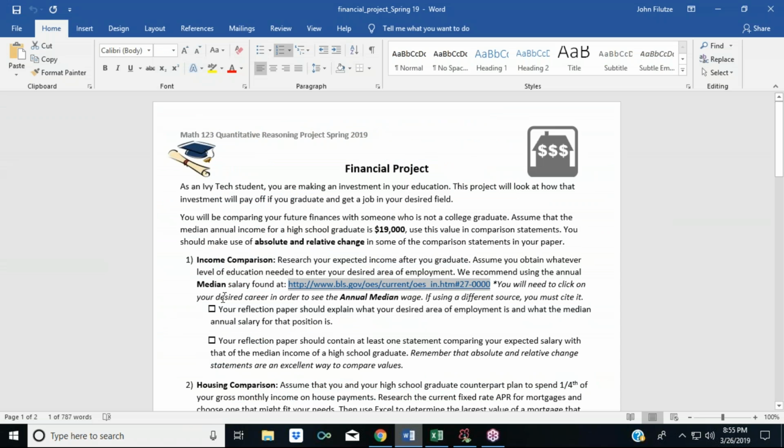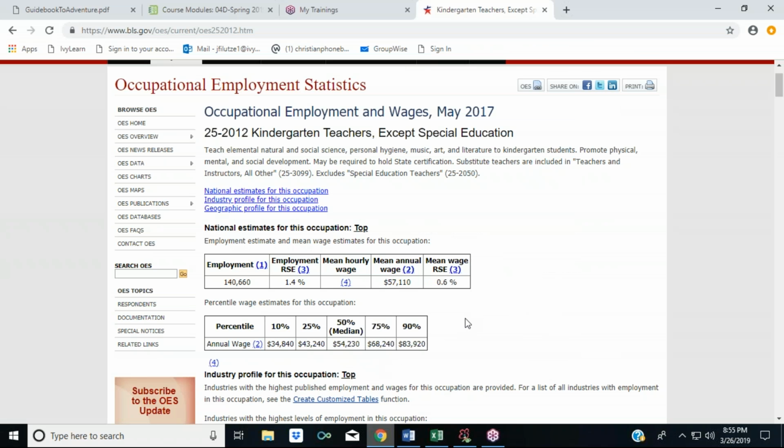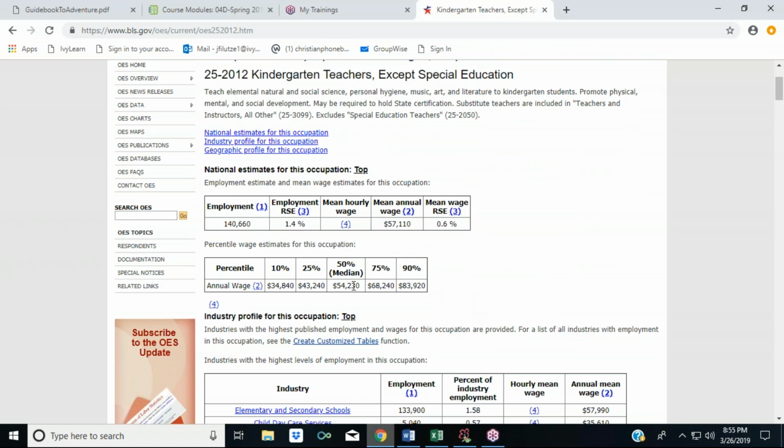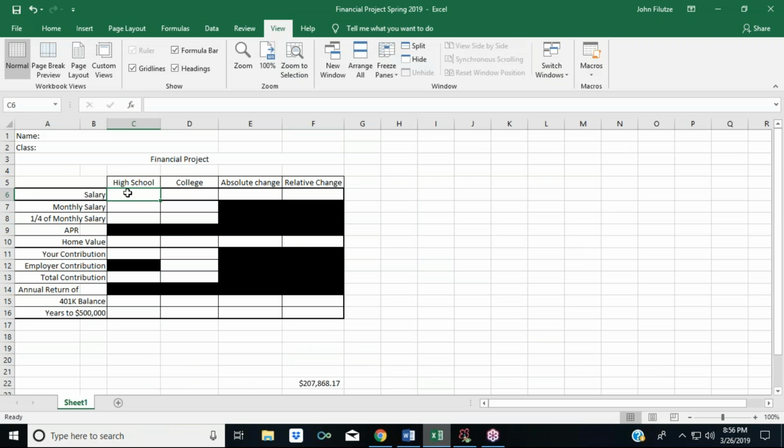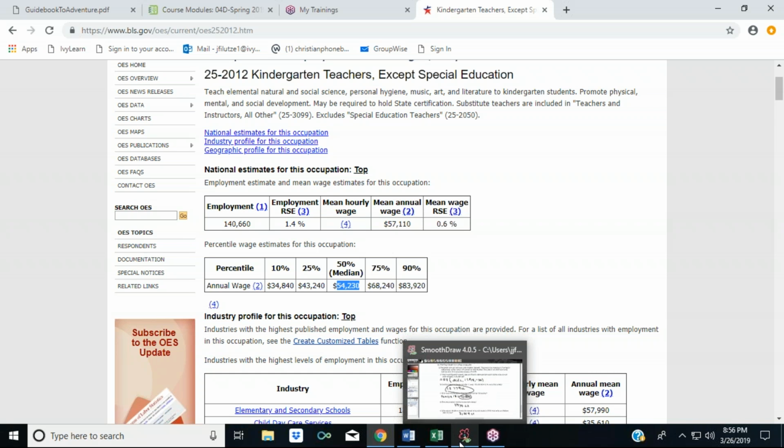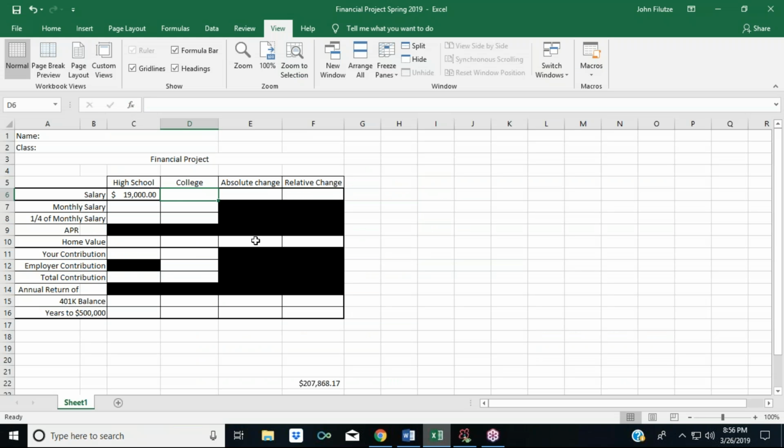And in the project, it says we want the median salary. So we're going to find the median salary. So right here, $54,230. And so in your project, that's what you'll use. So you'll have the high school person, and I'll show you this here. You'll have the high school salary, $19,000. And then if you're the kindergarten teacher, you would put that value that we just identified, $54,230. And then that's where you would start. That would be your base for your project. So this number is going to be different for everybody depending on what your major is, right?